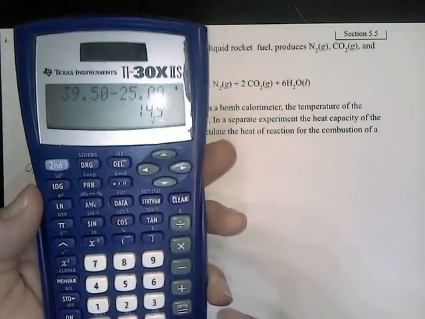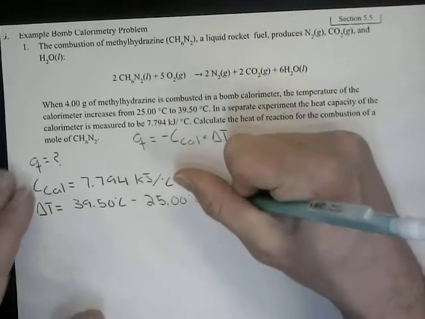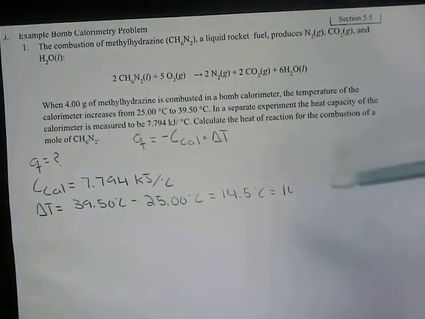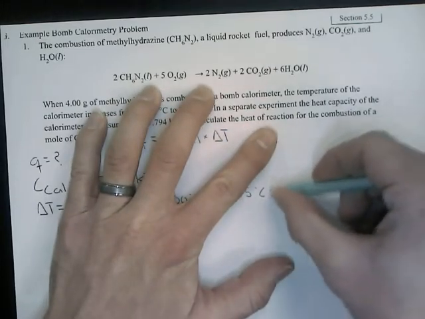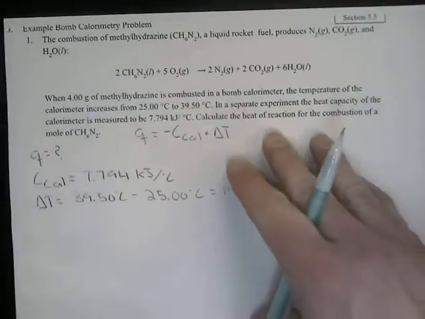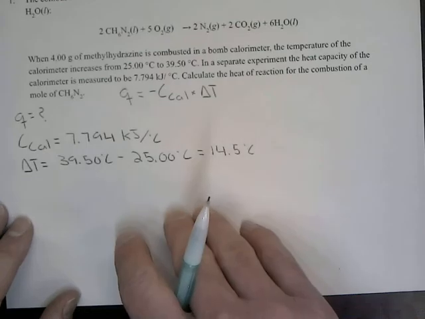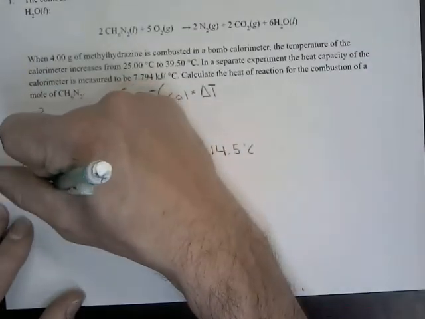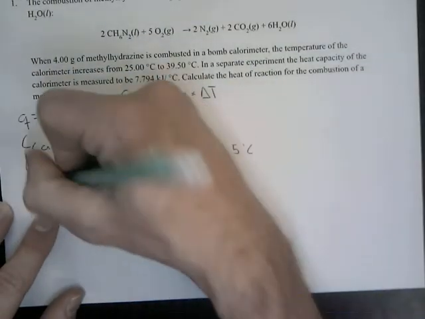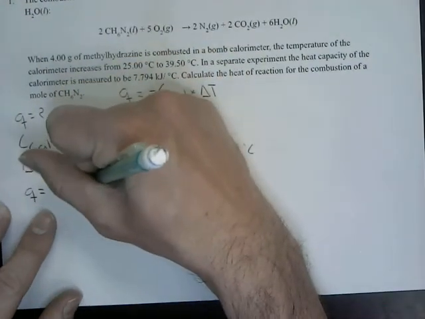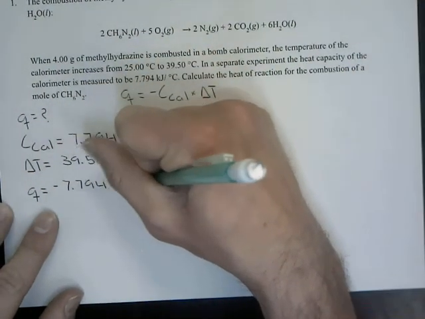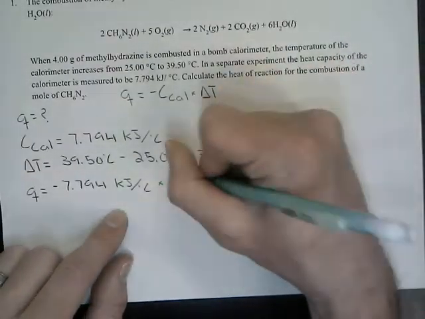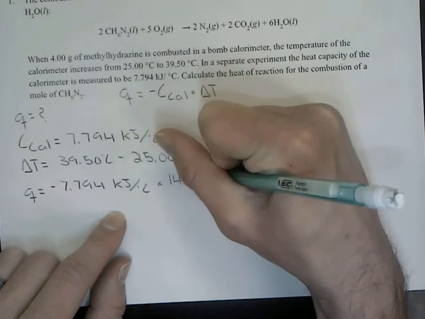We press enter, and we get a difference of 14.5 degrees Celsius, which, because this is a difference, we can also say is 14.5 Kelvin. You don't even need Kelvin because our specific heat is given in degrees Celsius, so we're going a little far there. Now we can calculate our Q. Our Q is just going to be negative, remember, that's in the formula, negative 7.794 kilojoules per degree Celsius times our change in temperature, which we just found to be 14.5 degrees Celsius.